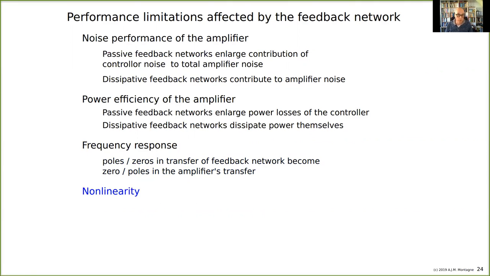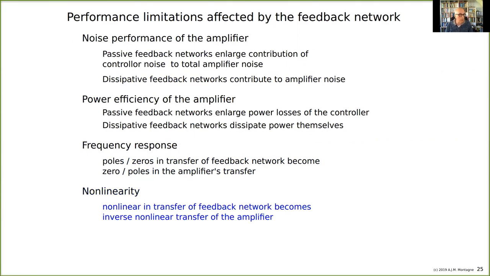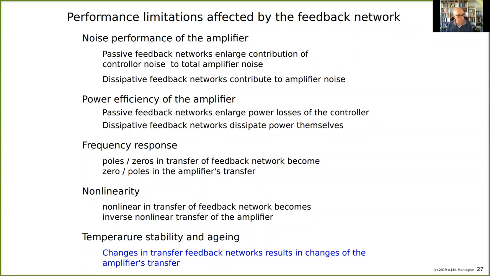Nonlinearity. Well, if the feedback network is nonlinear, then we get a nonlinear transfer. So if you want to have an amplifier having an exponential input to output relation, you need a log element as feedback element, because you basically get the inverse transfer from that of your feedback network. Temperature stability and aging. Well, if your feedback network changes over time, if the values change, the transfer changes over time, then the transfer of your amplifier, of course, will also change over time. So there can be all kinds of error contributions from the feedback network. And these are the most important.